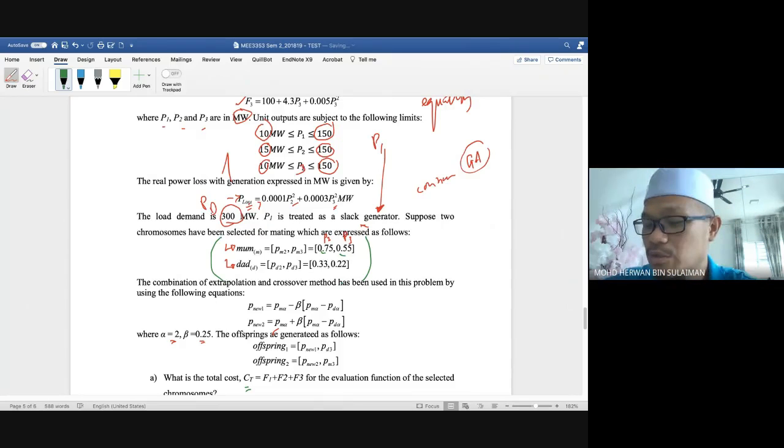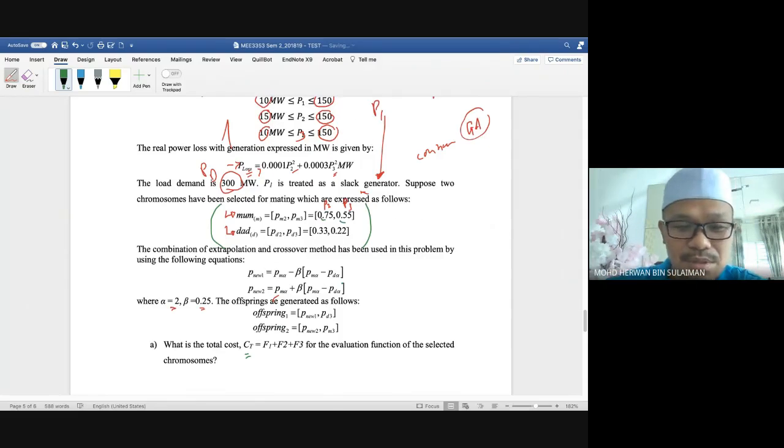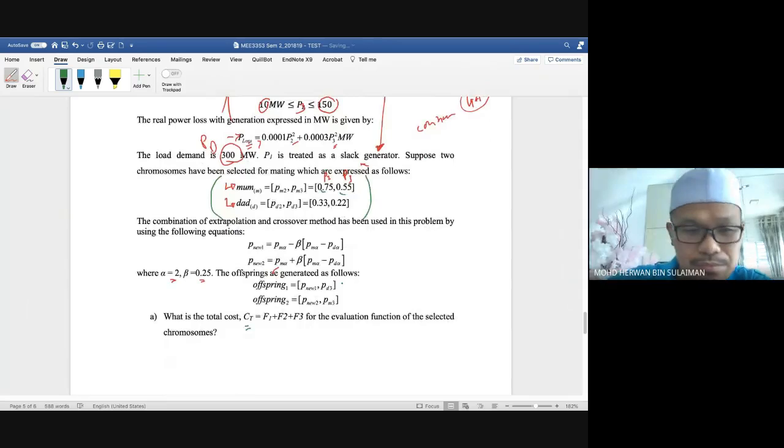So you need to calculate your P2 and P3, right? First, you need to calculate the selection of mom, right? So what you need to do, you need to evaluate the evaluation of mom chromosome.